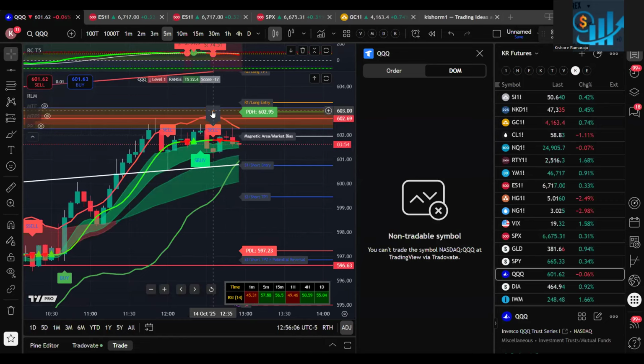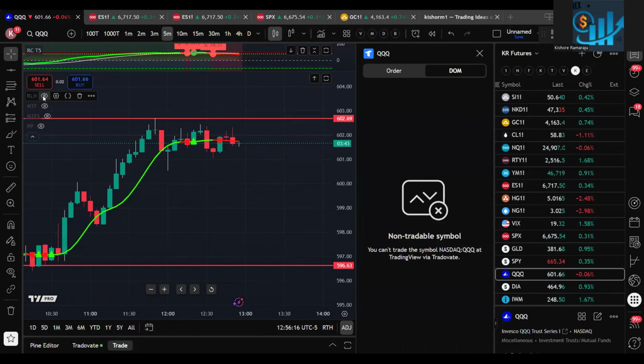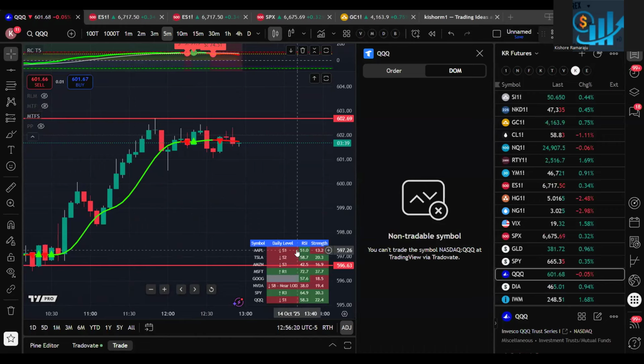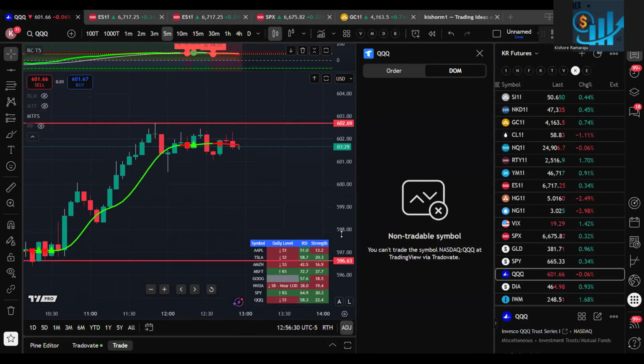If you see the RLM, it went all the way from the bottom to the top, and then we got a swing sell, scalping sell. It touches the magnetic area, started dropping, and then yeah, MTFS QQQ is below S1, below magnetic area. So there is a high possibility it will consolidate for some time and then it will start dropping.